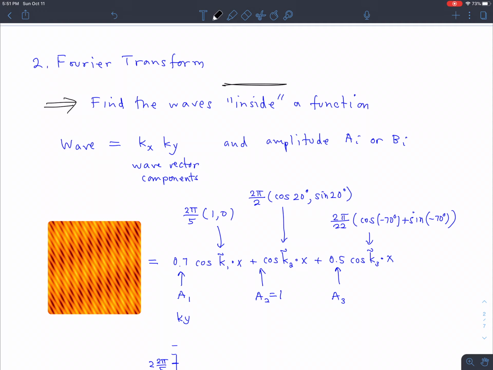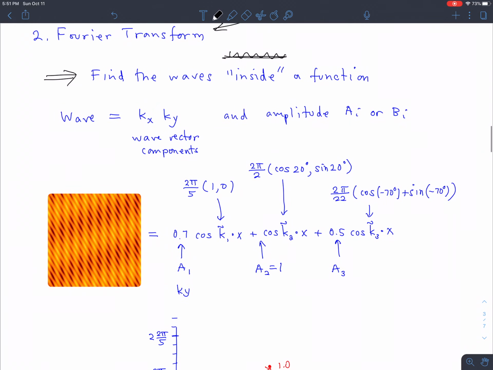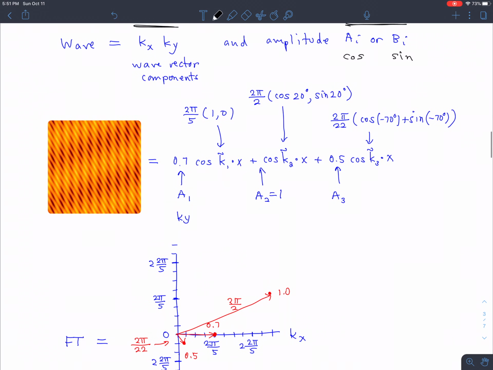And so every picture has a bunch of waves inside of it, and those waves and their amplitudes are what we call a Fourier transform. So if I've got a wave which has two components, kx and ky, and there's an amplitude for the cosine wave and an amplitude for the sine wave, there's two different waves for each direction and wavelength in general, then I can try to find the actual waves that went into this picture.